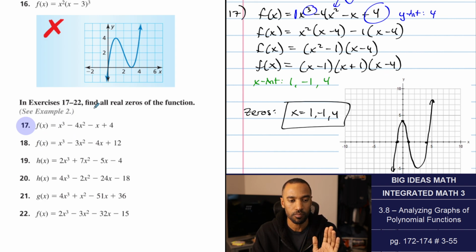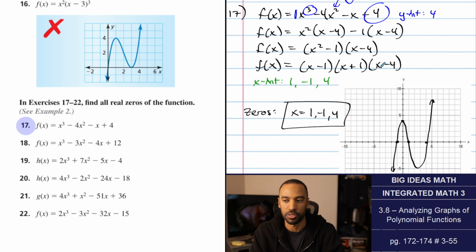But it says find all real zeros of the function, great. The zeros are the x-intercepts, right? What I did was I factored this. Factoring this gets you the x-intercepts. You probably well know that, but that is how you can do the same kinds of graphs we did in the previous set. So I did want to bring that up.